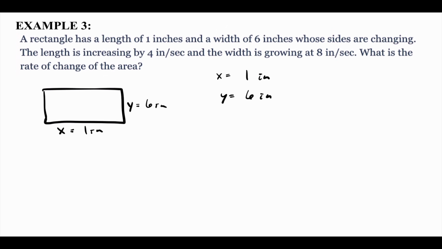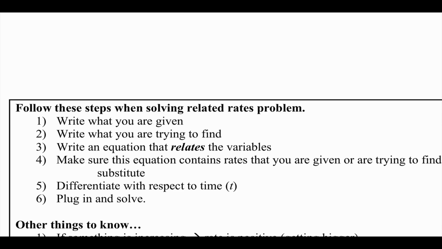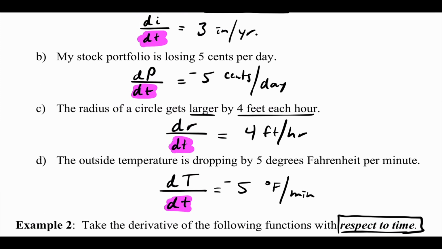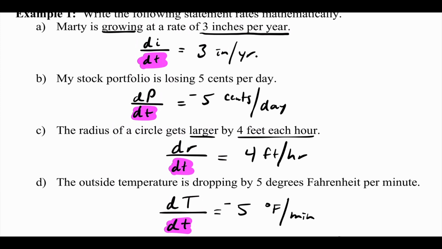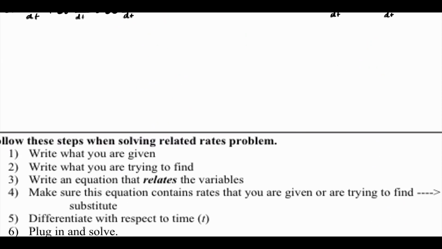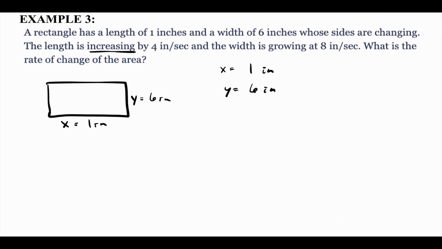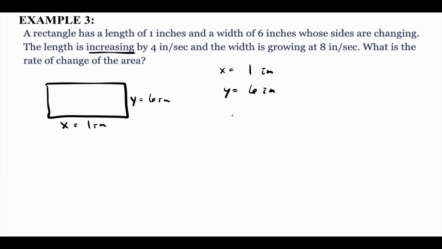Okay, so the length is increasing, positive 4. How do we write that? Doesn't that look like one of these guys? The length is increasing by 4 inches per second. You're close. You said dl over dt. I don't see an L anywhere. That's going to be a problem. Why don't I see an L anywhere?